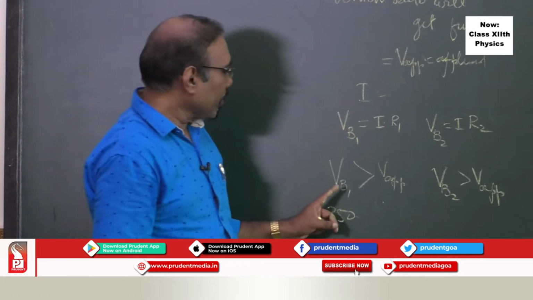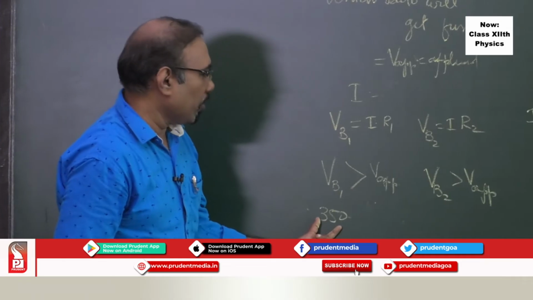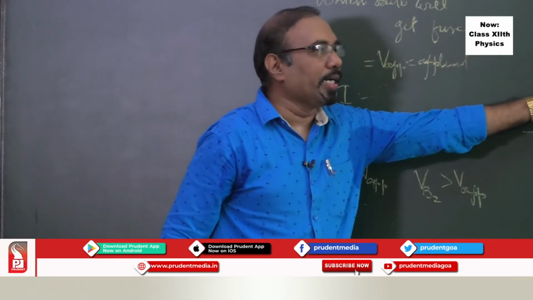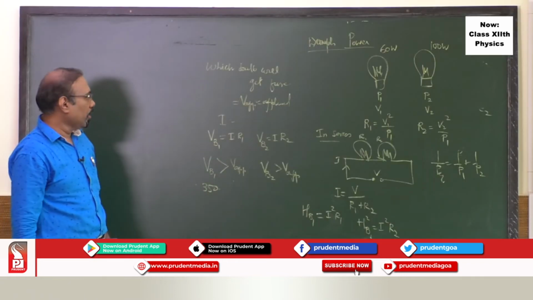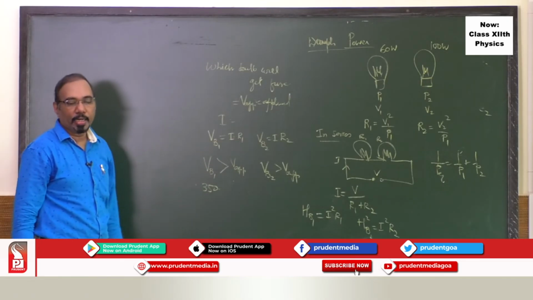Again, I am repeating, if the voltage across the bulb is say 350 volt, you get after doing this calculation, and the rated voltage is say 220 volt. In that case, that bulb cannot support that 350 volt when current is passed with the help of this applied voltage, and it will get fused.